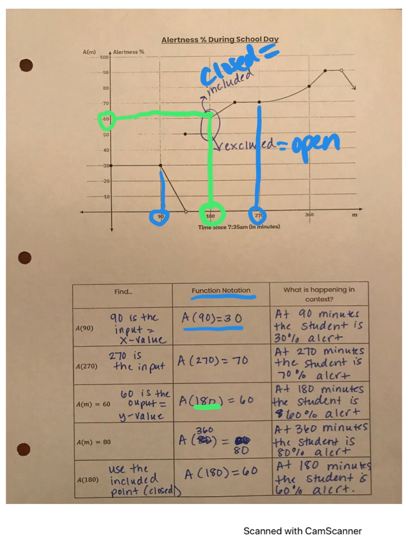The next one also gives us a y value of 80. So let's go to the y-axis and find 80 and follow it to the graph. Here it is. Follow it down to the x-axis to see what the corresponding x value is. The corresponding x value is 360. So A of 360 is equal to 80. This means at 360 minutes into the school day, the student is 80% alert. A of 180.